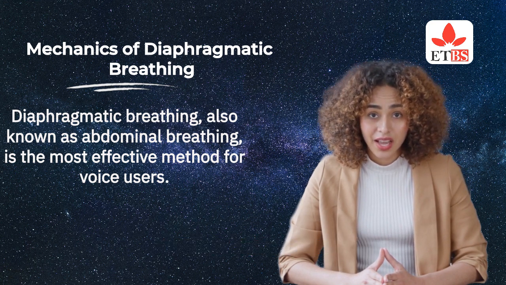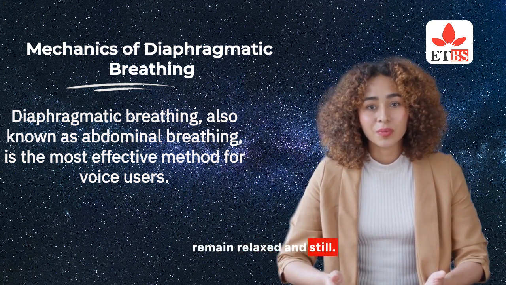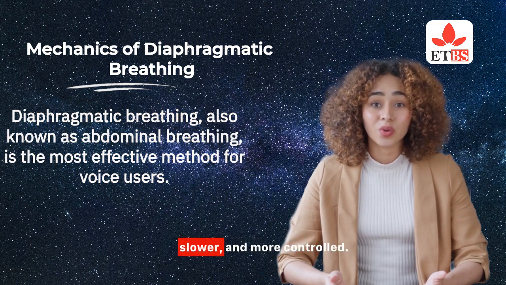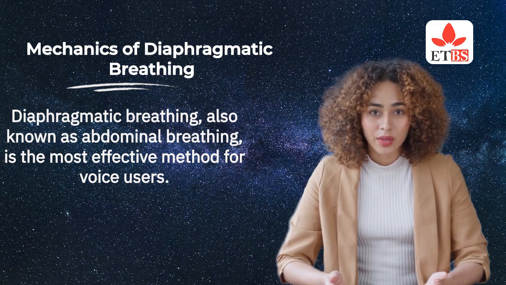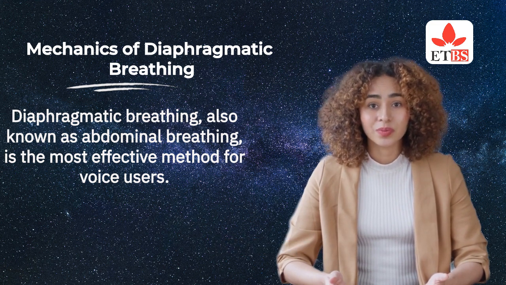The abdomen expands outward while inhaling. The chest and shoulders remain relaxed and still. The breath is deeper, slower, and more controlled. On exhalation, the abdominals engage to push air out gradually.